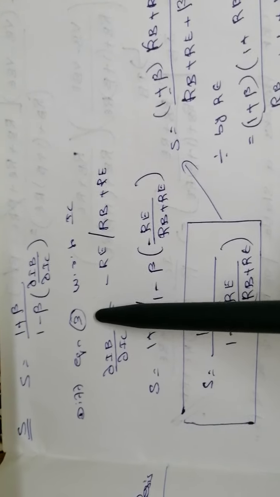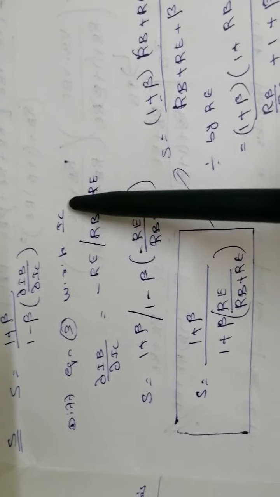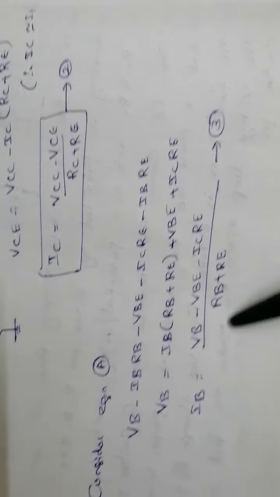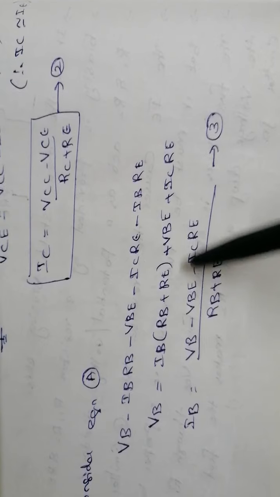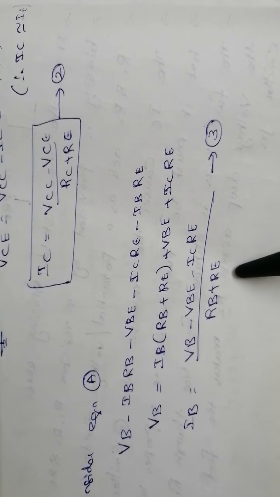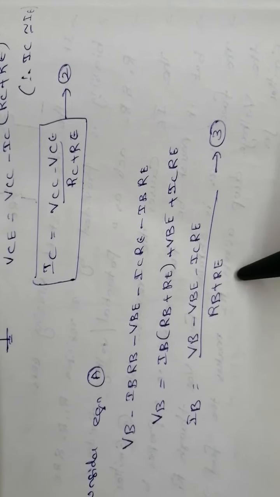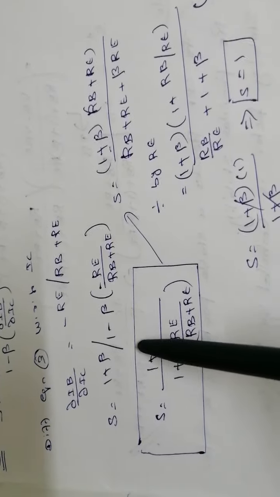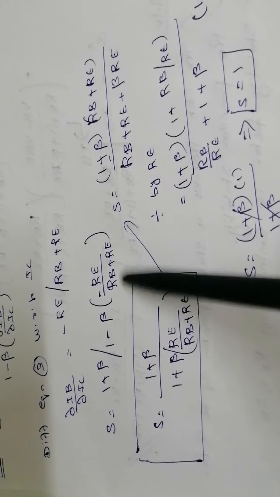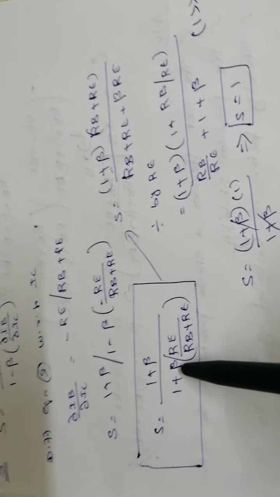Now differentiate equation 3 with respect to IC. So equation 3 is nothing but this one. So ∂IB/∂IC is equal to, these two terms are 0, and this term is minus RE by RB plus RE. Now substitute this term into the stability factor equation. So in that substitution, S is equal to 1 plus beta divided by 1 minus beta into minus RE by RB plus RE, minus into minus is plus.